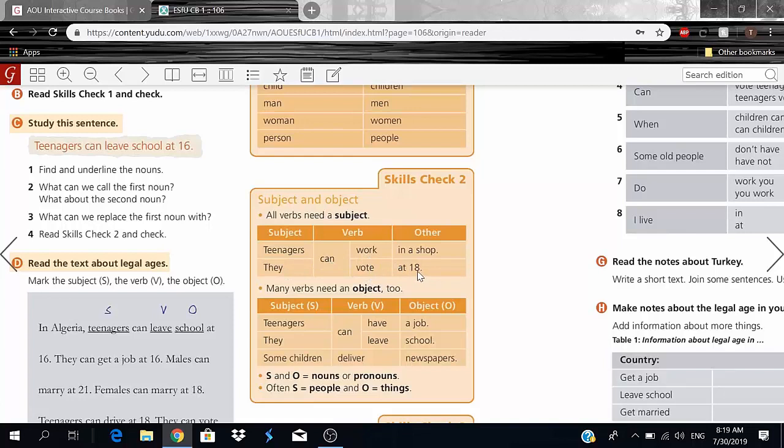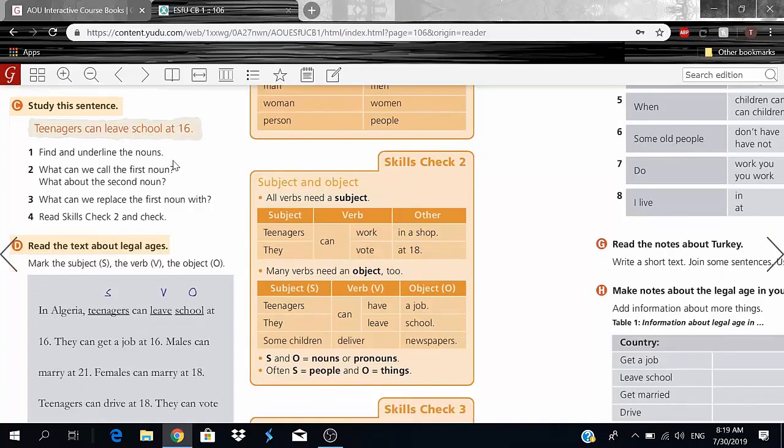So here we have teenagers can leave school at 16, okay? So find and underline the nouns. The nouns will obviously be teenagers. Can leave will be the verb, and school will be the other noun. So teenagers and school, and at 16 is just other. We don't underline that, okay? So what can we call the first noun? Obviously teenagers, that will be the subject, okay? And after the verb is the object, okay?